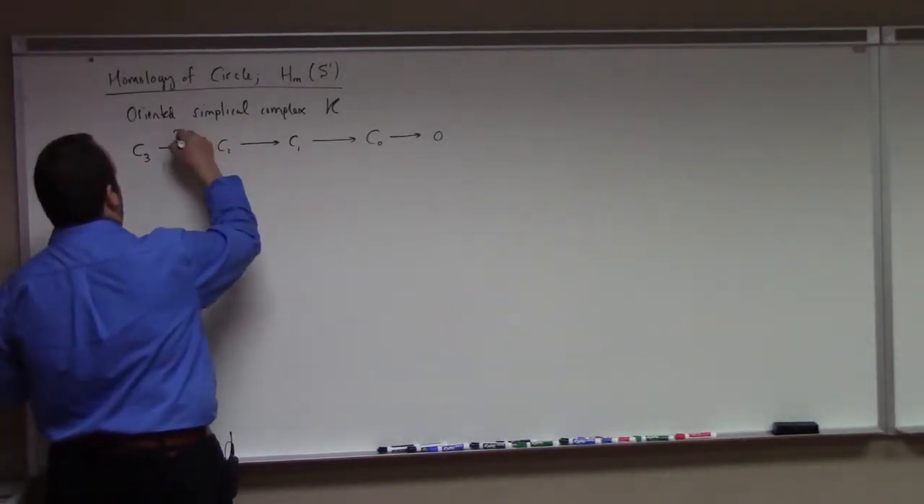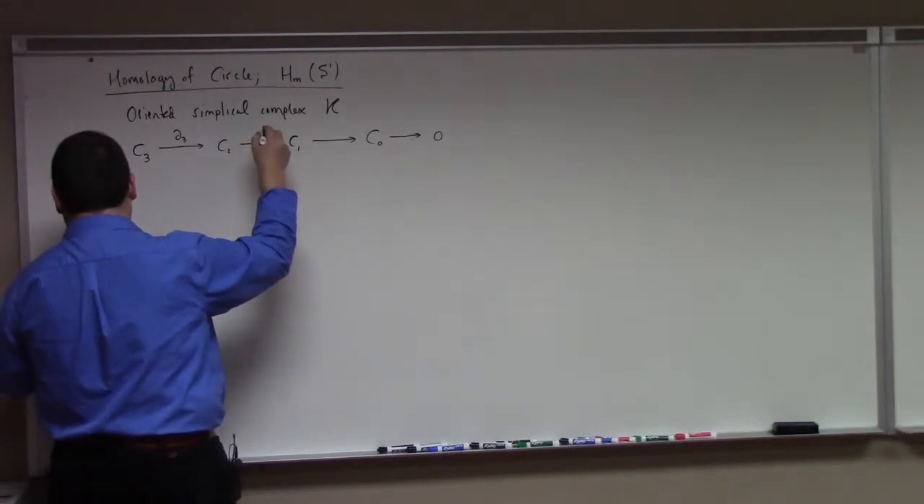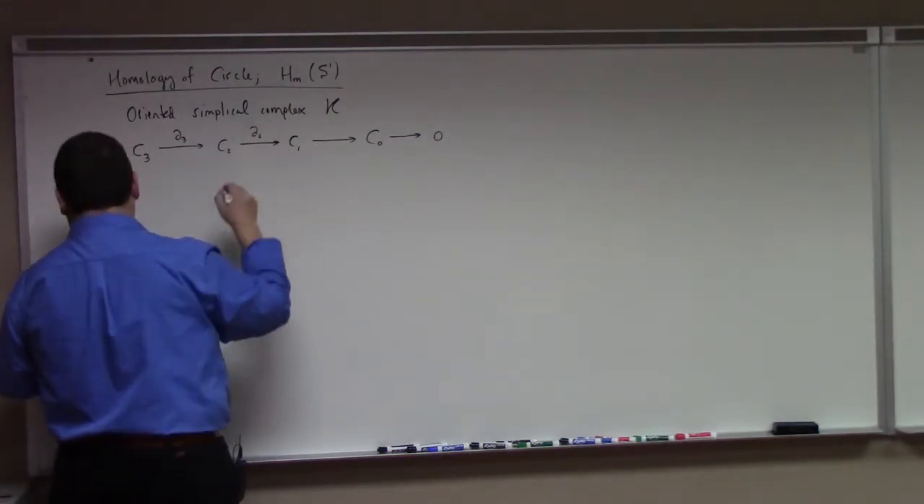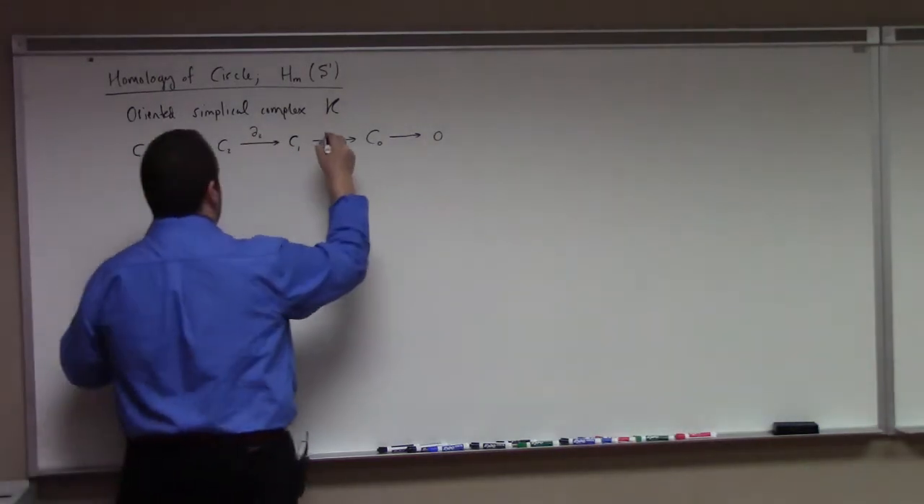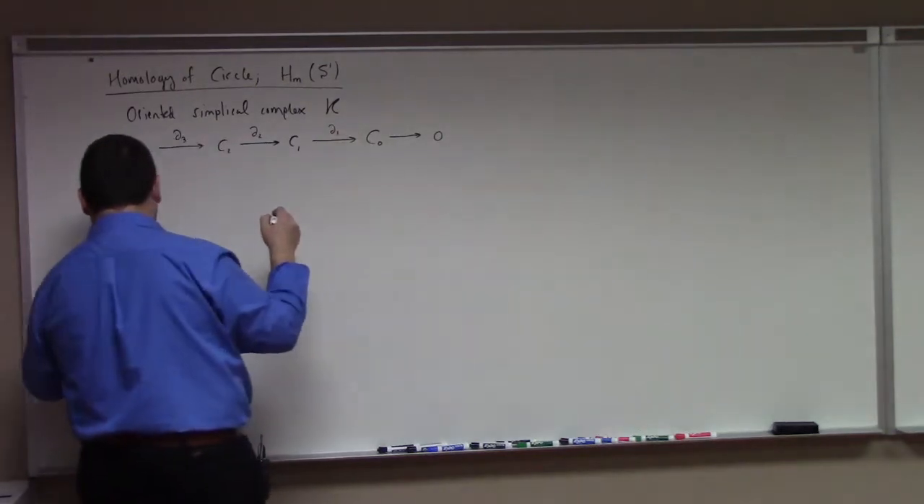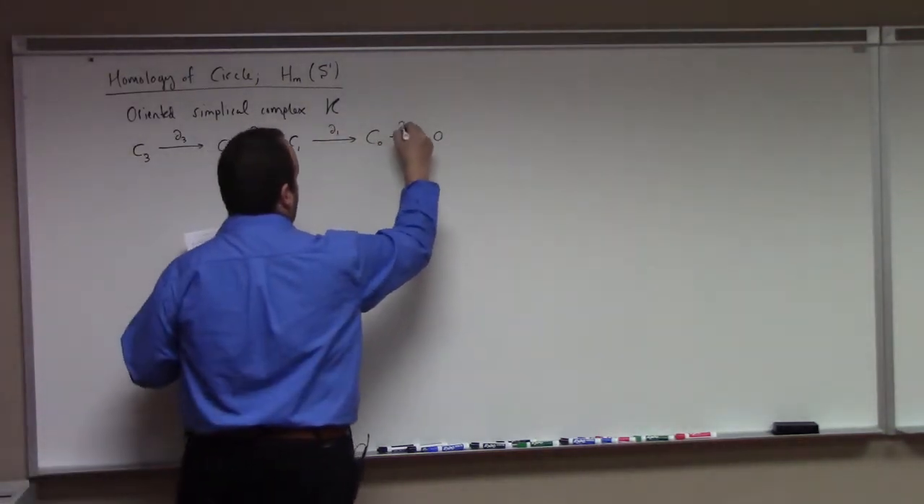So like this is the third boundary map. This is the second boundary map. This is the first boundary map. This is the 0th boundary map.